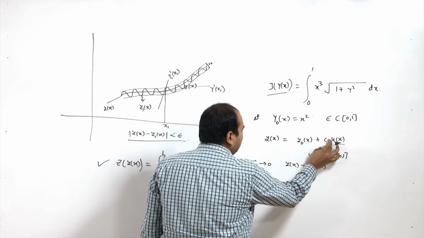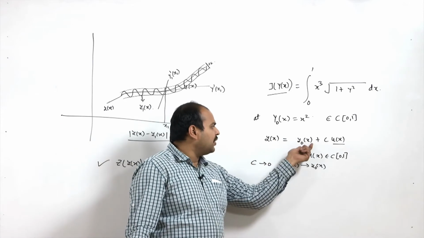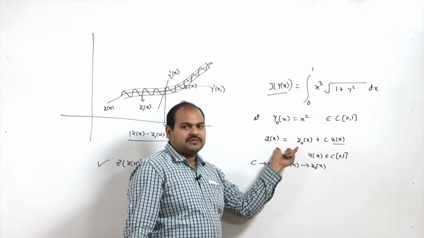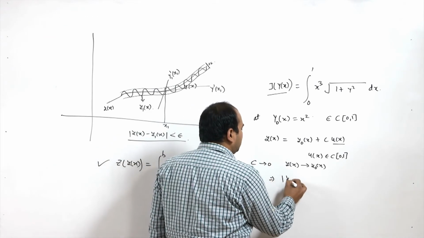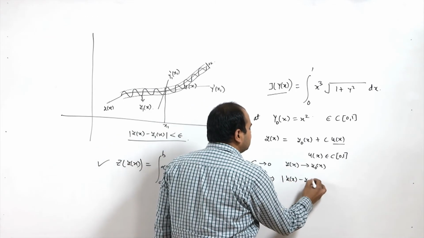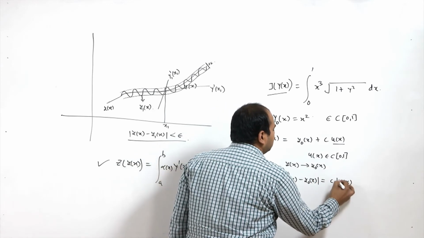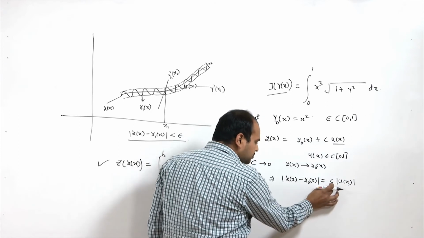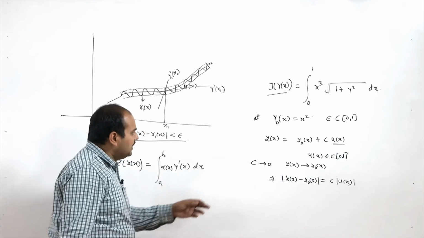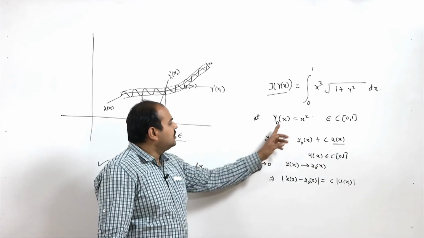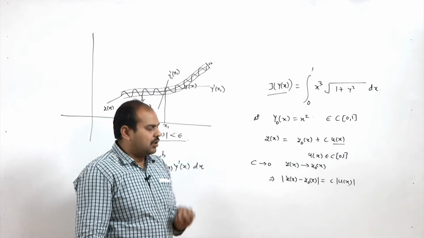So, it means that if I take this c very small, then we can consider that y of x and y naught of x are close enough in the sense of zero order proximity. So, we can say that the difference y of x minus y naught of x is nothing but c times u of x. So, if c is going to 0, then the difference is also tending to 0. So, we can say that y of x is close to x square in the sense of zero order proximity.